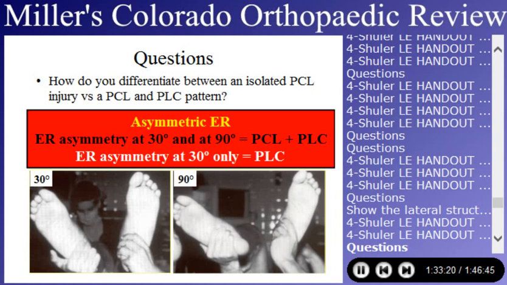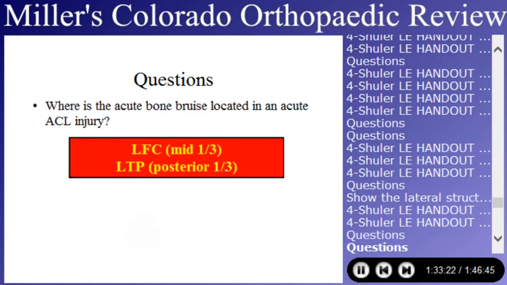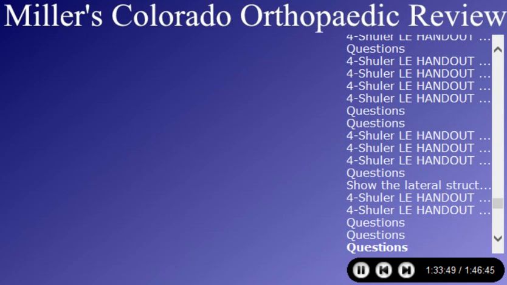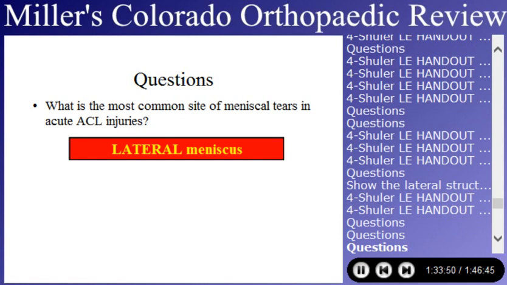Great question. Bone bruise, acute ACL injury. Where's it at? Lateral femoral condyle, mid-third, lateral tibial plateau, posterior one-third. You'll have an MRI that'll show just bone bruises, and they'll do it in such a fashion that you do not see a cut through the ACL. They'll have the cut just going back, and all you see is a bone bruise. You have to determine that's an ACL injury by knowing your anatomy, what's going to happen. Most common site of meniscal tears in acute ACL injury is where? Anatomy? Lateral meniscus.